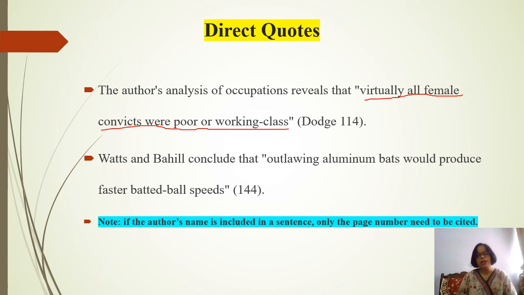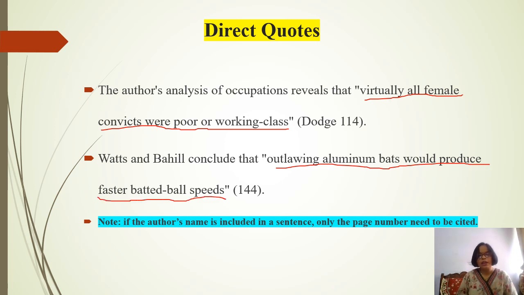For this kind of quote, again, we give the last name and the page number. One more case: where the writer's name is being given, we need to write only the page number. For example, you may see, Watts and Behel conclude that. Watts and Behel are the two writers, and the researcher has pointed out the names of these two writers, and by referring to the names of these writers, the researcher is using this particular quotation.